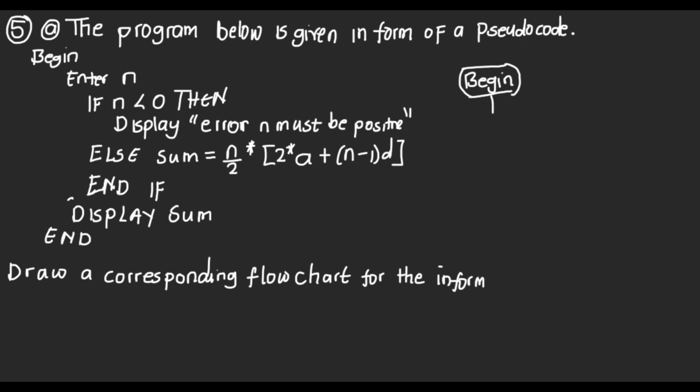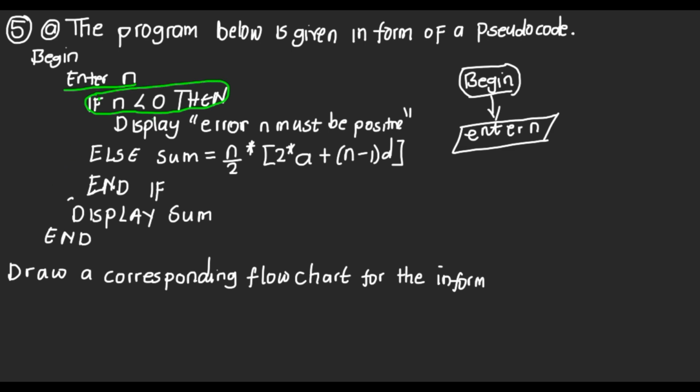Then after this we need to draw the parallelogram. Under the parallelogram we are going to put the input. Now from the question here, the input is this one where we have enter. So whenever you see enter, that is the input there. So the input is enter n. So right here, enter n.